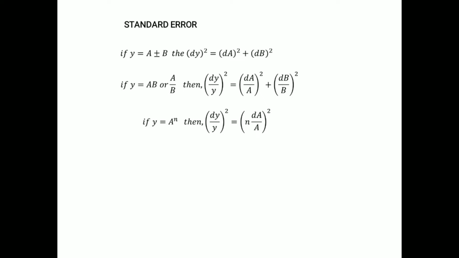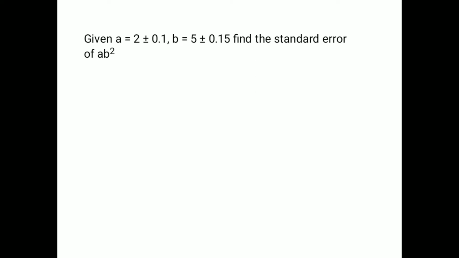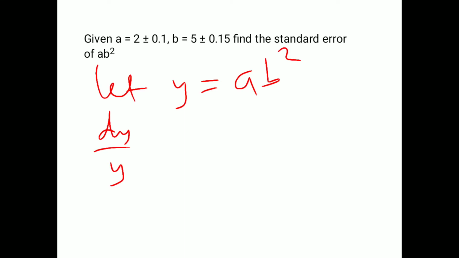So here we are going to use just one example to explain this. Given a equal to 2 plus or minus 0.1, b equal to 5 plus or minus 0.15, find the standard error of ab squared. Now, standard error, remember. So I will start by saying let y be equal to ab squared. Because they are multiplying, we can say that dy over y is equal to dA over a plus 2 dB over b, okay?